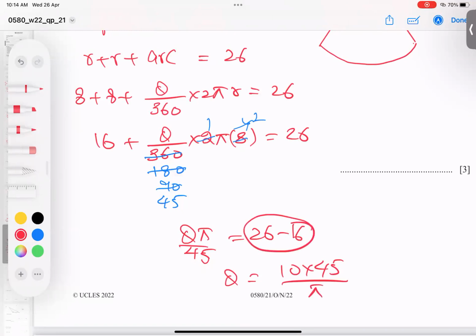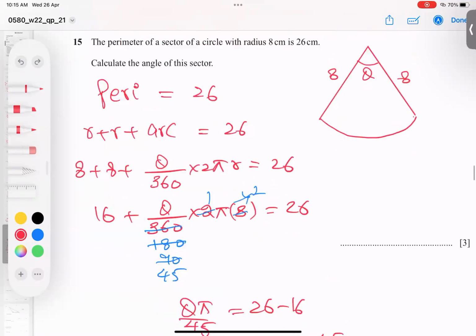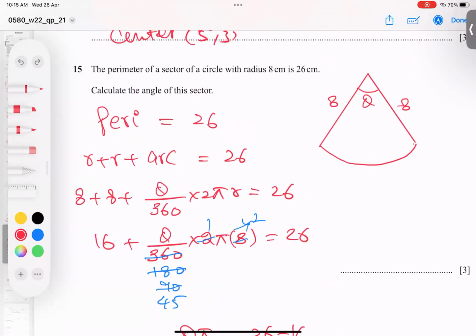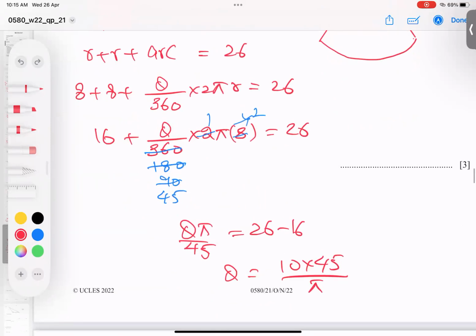This is 10, 45 multiplies there. And this pi will divide there. So I'm typing in calculator 450 divided by pi. And my answer is coming. Let me recheck where is this 8 plus 8, 16. Okay, the perimeter is 26. Yeah, I think all okay. I maybe made a typing mistake in calculator.